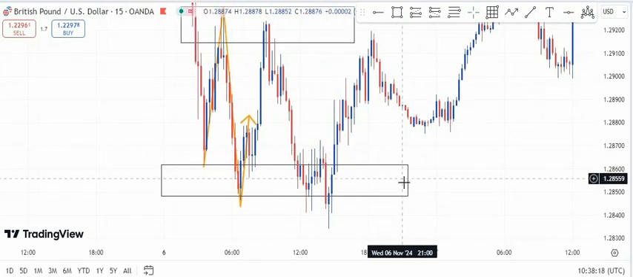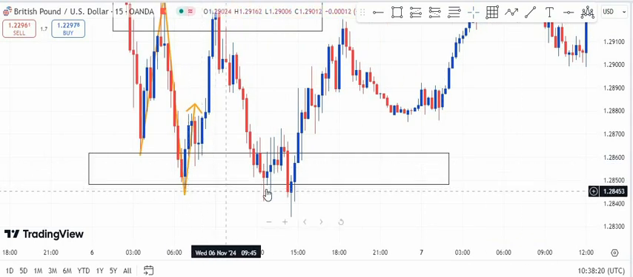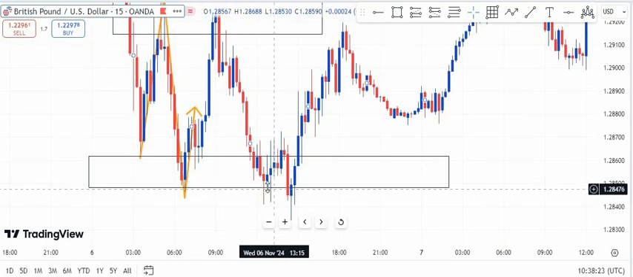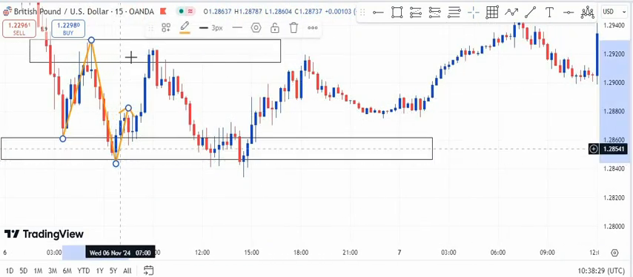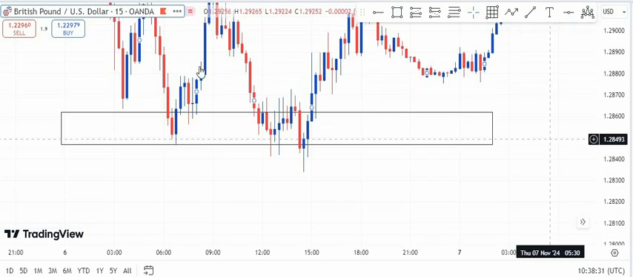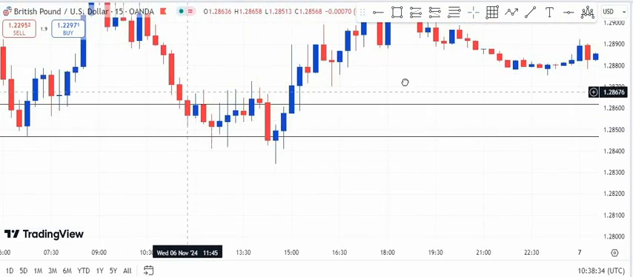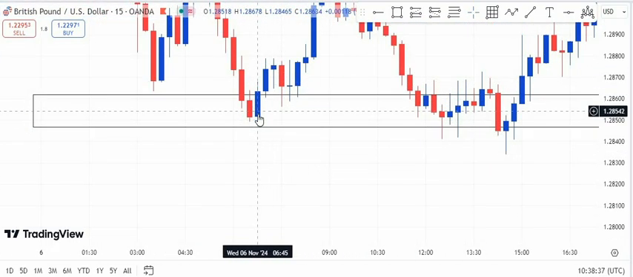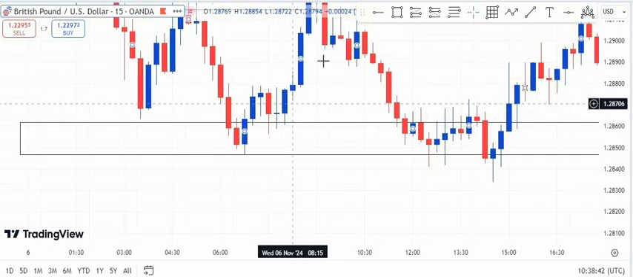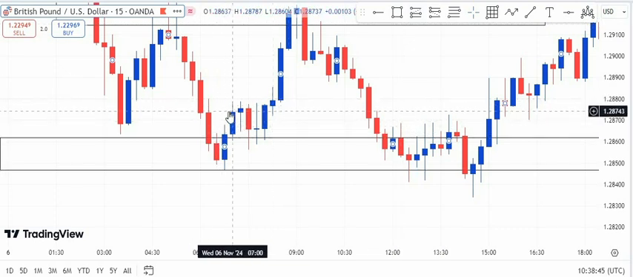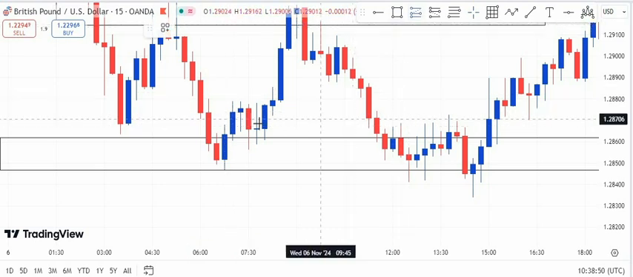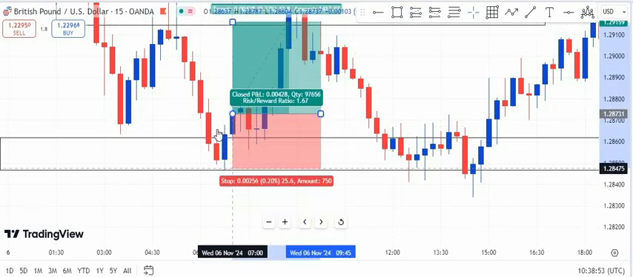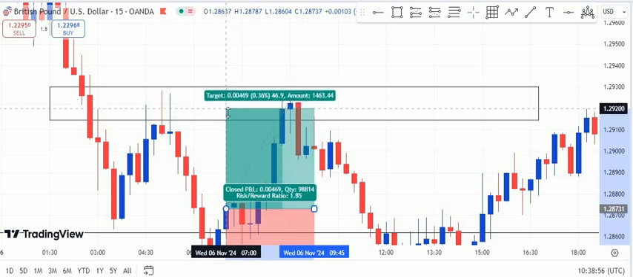So all we want to do now is wait for a confirmation that the market is moving to the upside. Immediately we have a bullish engulfing candle. That means this candle right here engulfed the previous candle, and for the confirmation we have another bullish candle, which indicates the buyers are already in control of the market. So we can enter the market right here, put our stop loss beneath this, and take profits right on this zone.